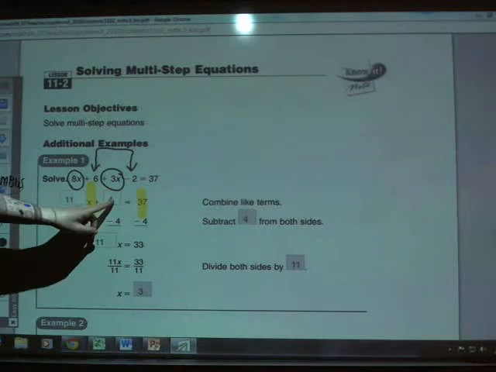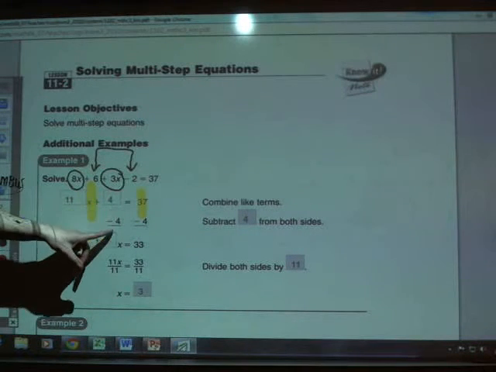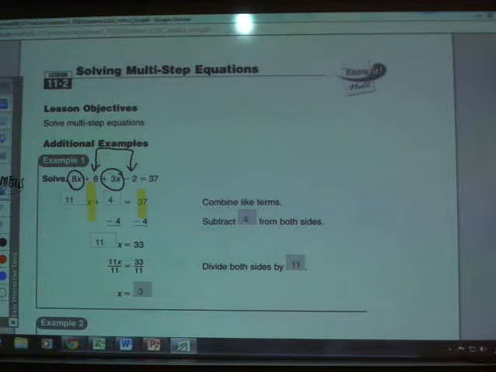So 4 is going to go first, and as far as moving 4 goes, since it's got an addition sign in front of it, I'm going to subtract 4 from both sides, and that's what I'm doing first. So I knock 4 off both sides, and I have 11x equals 33.